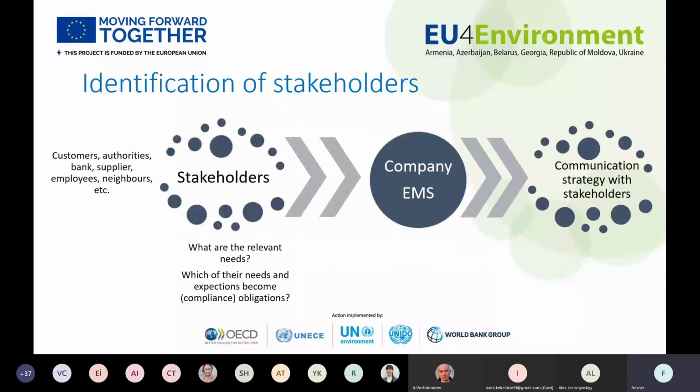Regarding the process of identification of stakeholders, as a starting point, there will be many. So the first question is, which are the relevant stakeholders? Which are the stakeholders whom we think, or for whom we have experience, that they interact with our organization, and what are their needs, and which of their needs become requirements, become obligations for our company, for our enterprise.